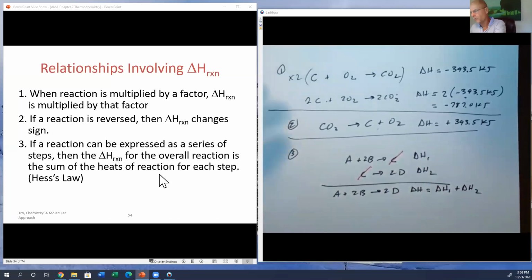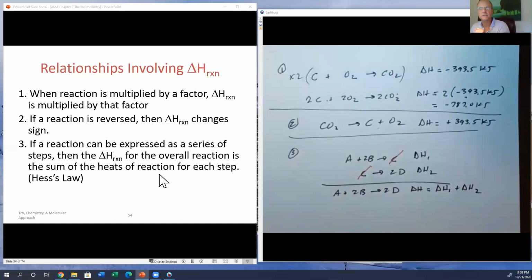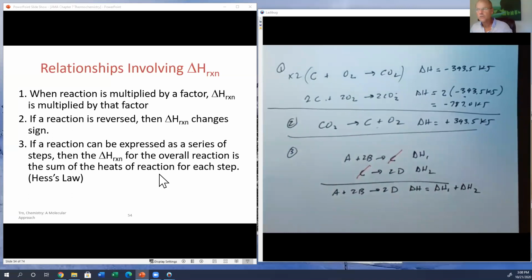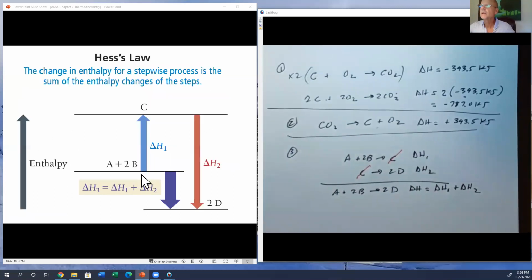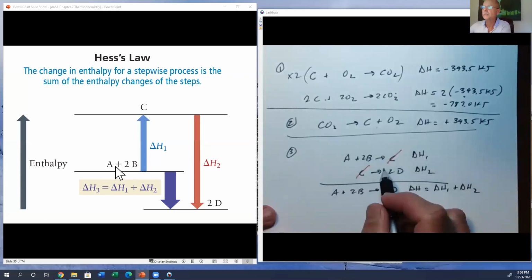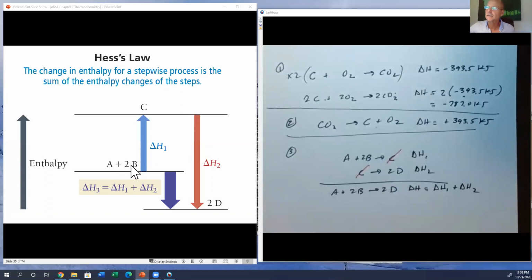All right? So those are three fundamental relationships involving delta H, and we can use those to calculate delta H for an overall reaction. So for example, if you just look at this in pictures, the reason this works is because here's A plus 2B, here's delta H1 going to C, here's delta H2 going to D, and so delta H from here to here is just the sum of those two.